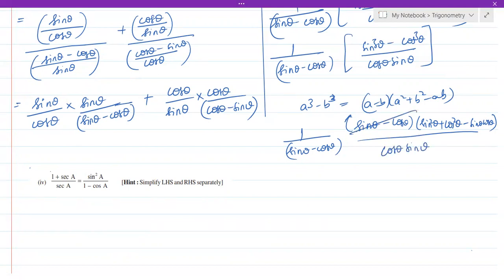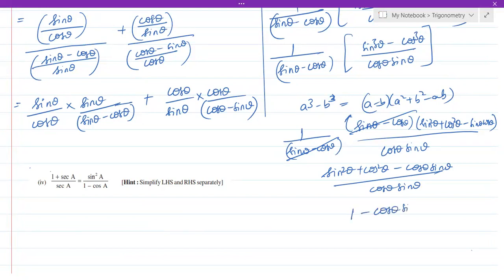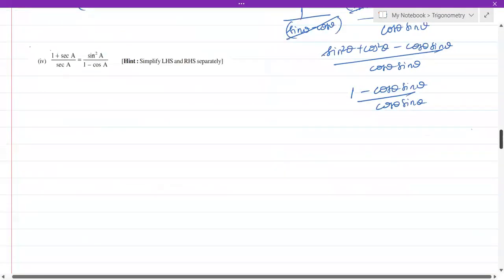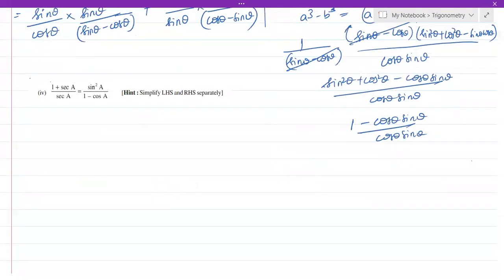Now this sine theta minus cos theta, sine theta minus cos theta gets cancelled because they're in multiplication. So the left out thing is sine square theta plus cos square theta minus cos theta sine theta divided by cos theta sine theta. But we know that sine square theta plus cos square theta is 1. So 1 minus cos theta sine theta divided by cos theta sine theta. Still we have not got our answer. So I'm going to split the denominator for both the terms.